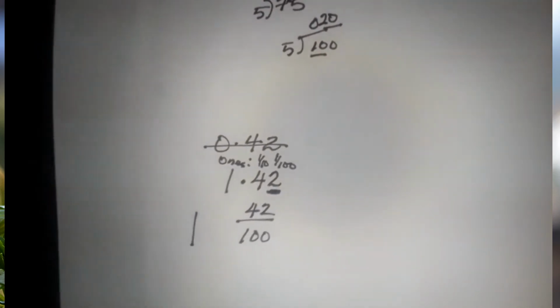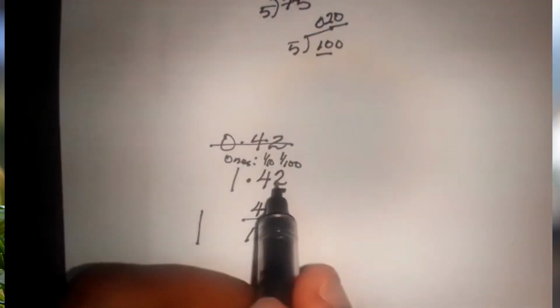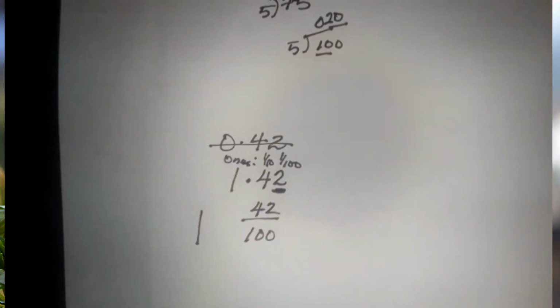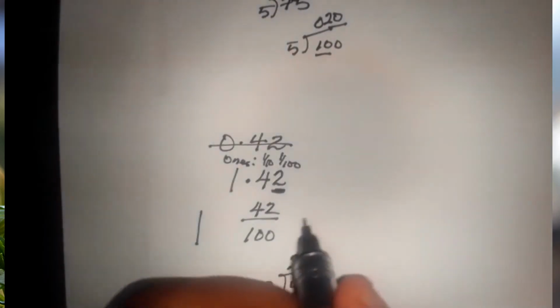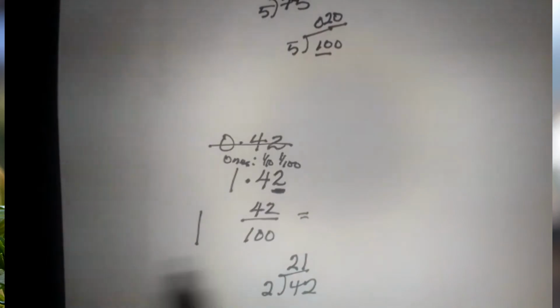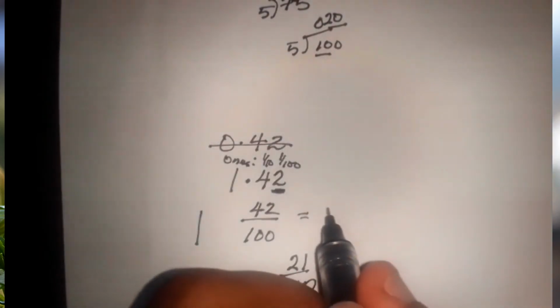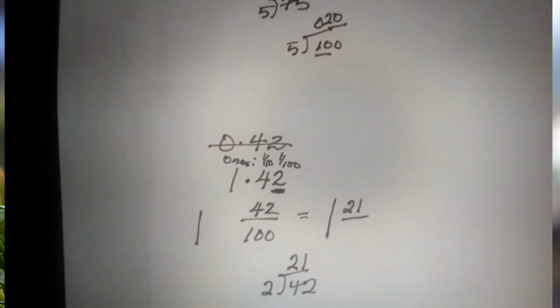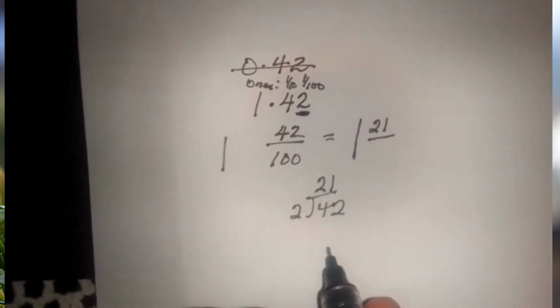And this is what it would look like. But I can reduce this 42 over 100. I know that 42 is an even number and 100 is an even number, so I can divide both the numerator and the denominator by 2. So I'm going to say 2 into 42. 2 into 4 goes 2 times. 2 into 2 goes 1 time. Great. So if I'm going to reduce this, I'm going to have to write back my whole number 1 and put the 21 up in the numerator. Then I need to do the same thing with the 100.